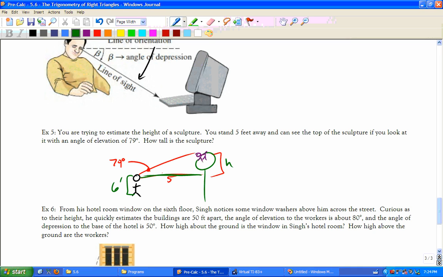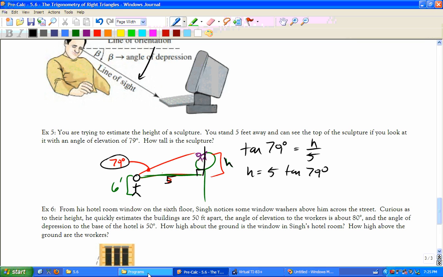So when we look at this, we can assume that this is a right triangle. We assume the sculpture is not slanting too much. And what we're going to take a look at is what side relation exists between this 5, the h, and 79 degrees. That's going to be tangent. The tangent of 79 degrees will equal the opposite height over 5. In other words, the height will equal 5 times the tangent of 79 degrees.